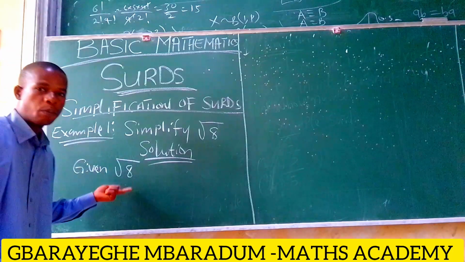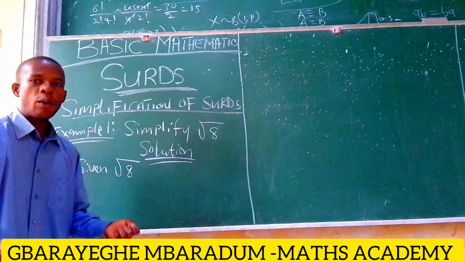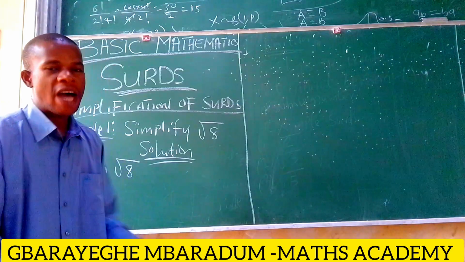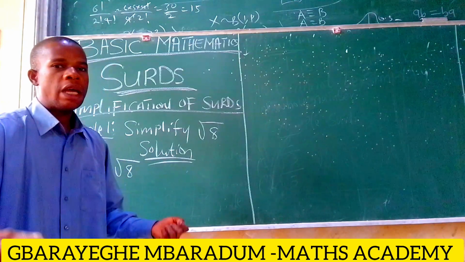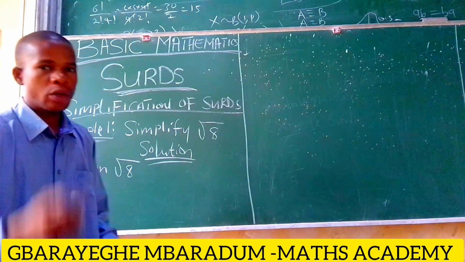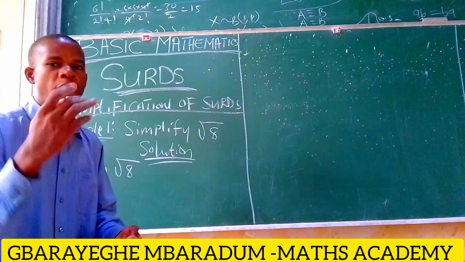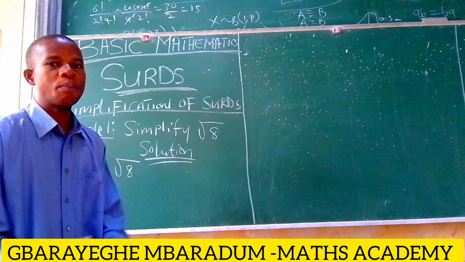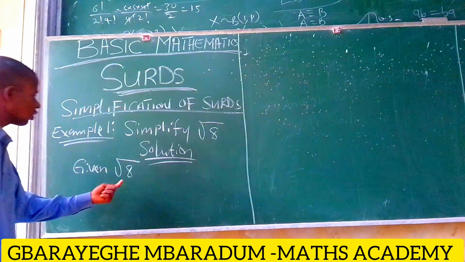Now, for us to be able to simplify this surd, we are going to look for a number that will give us a perfect number, and another that will give us an odd number or other numbers. The first is going to give us a perfect number. The second is going to be a number that we can leave in a simplified form. So let's look at how to solve this.